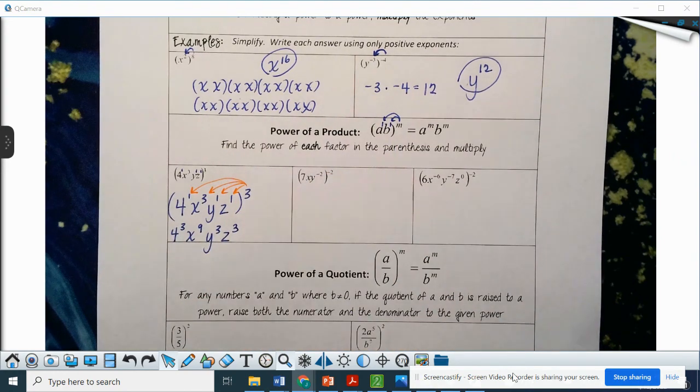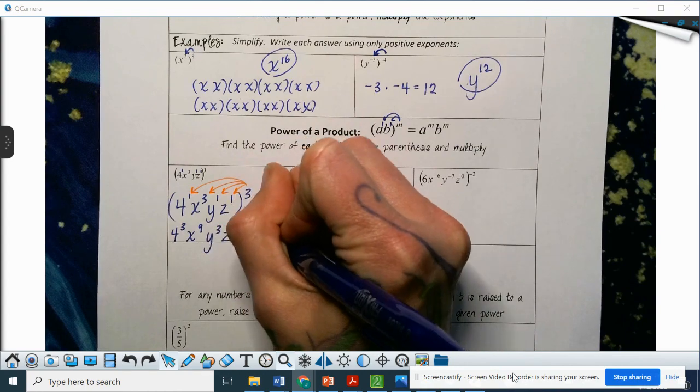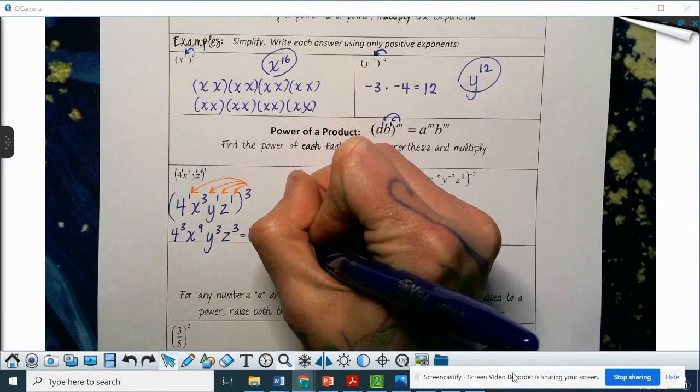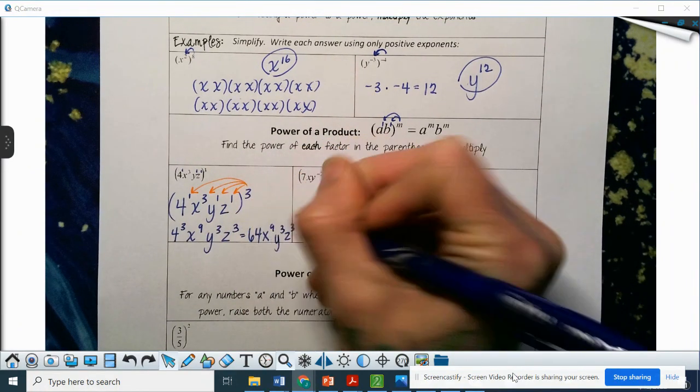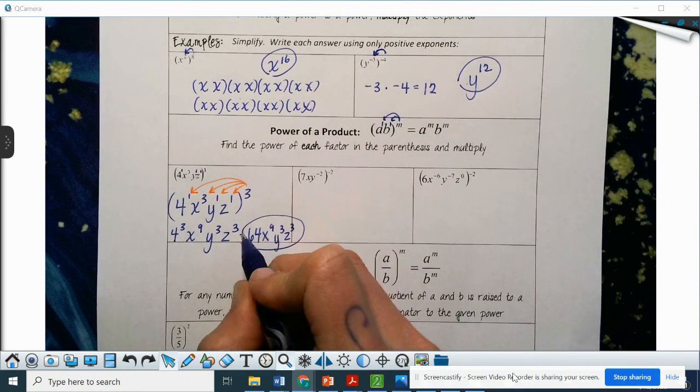Now, the 9 and the 3 are perfect on the variables, but that 4 to the 3rd power means 4 times 4 times 4, which is something you can get a very nice whole number. So we're going to go ahead and simplify that. So the answer is going to be 64, x to the 9th power, y to the 3rd power, z to the 3rd power, and now you're finished.